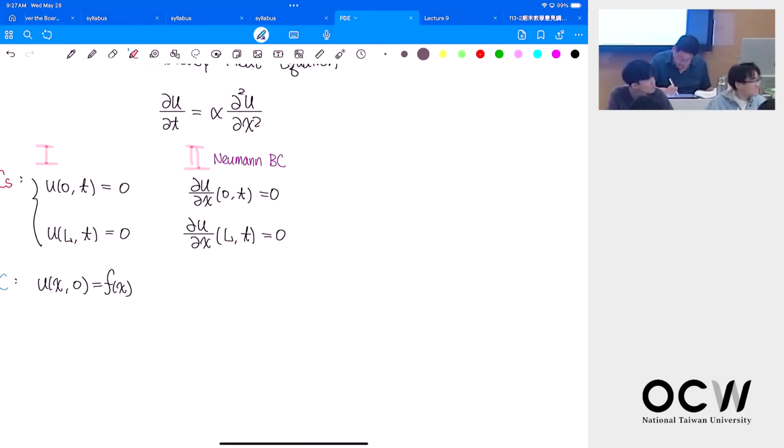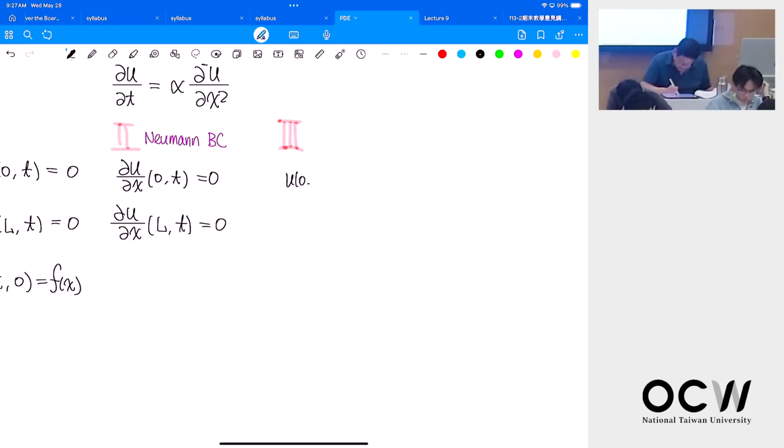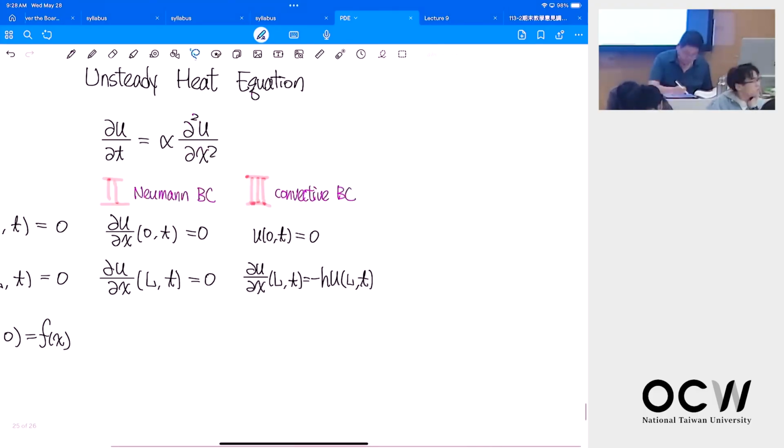Then the third one, u at 0 at the boundary, that's 0. And the other one, if I take the derivative, it's a function. And this is a convective boundary condition. Oh, and also for those two, the initial conditions are the same.